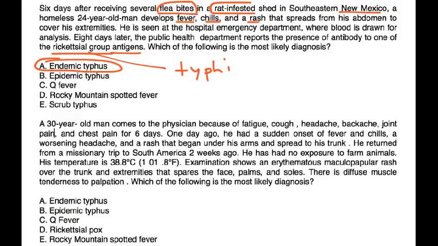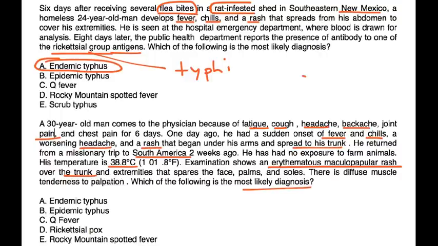A 30-year-old man comes to the physician because of fatigue, cough, headache, backache, joint pain, and chest pain for 6 days. 1 day ago, he had a sudden onset of fever and chills, and worsening headache, and a rash that began under his arms and spread to his trunk. He returned from a missionary trip to South America 2 weeks ago. He had no exposure to farm animals. His temperature is 38.8 Celsius. Exam shows an erythematous maculopapular rash over the trunk and extremities that spares the face, palms, and soles. There is diffuse muscle tenderness to palpation. Which of the following is the most likely diagnosis?